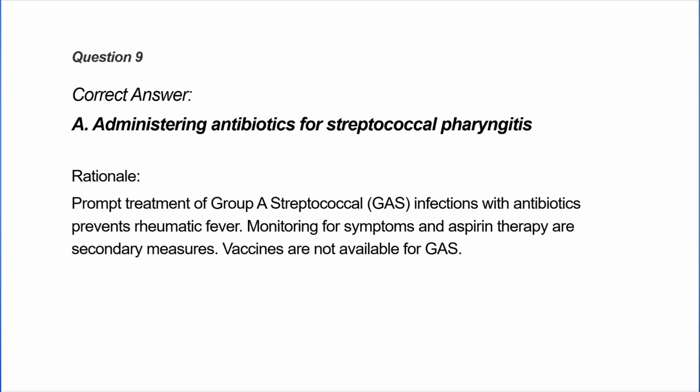Rationale: prompt treatment of group A streptococcal infections with antibiotics prevents rheumatic fever. Monitoring for symptoms and aspirin therapy are secondary measures. Vaccines are not available for group A strep.